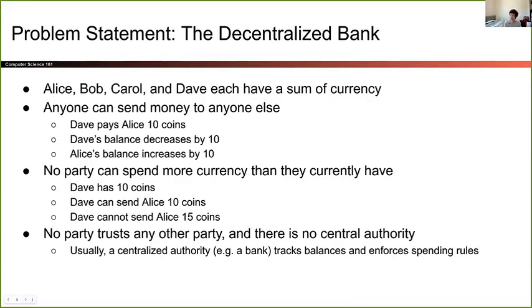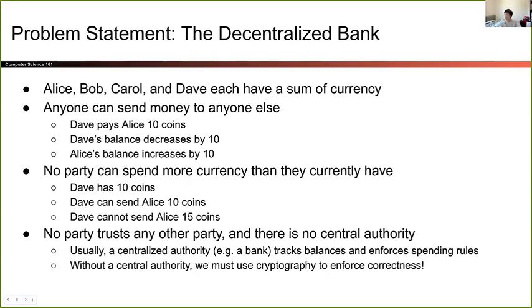So, if we're dealing with US dollars or euros or your government currency of choice, we have a central authority who is a bank. Maybe it's run by the government, and they keep track of balances and everything, but we don't have that in this case. So we need instead to use cryptography.